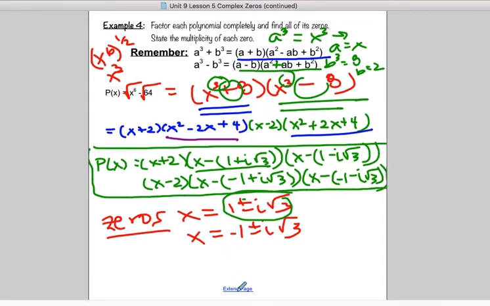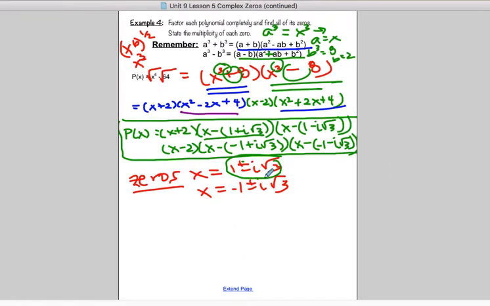And now I need to list my zeros with their multiplicity. Okay, I kind of listed them here, but let's go ahead and write them out each individually. So x equals 1 plus i square root of 3. That has a multiplicity of 1. Then I would write x equals 1 minus i square root of 3.